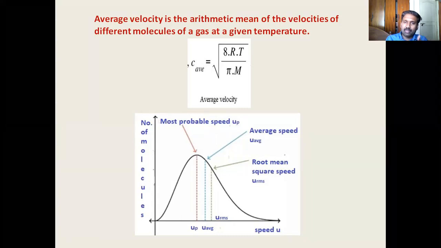Now the average velocity is a bit lesser than the most probable velocity. Therefore, it will be towards the right or left, doesn't matter, of your most probable velocity. And root mean square velocity is further. See, average velocity and root mean square velocity, both are averages only. What is the difference? In the root mean square, we have taken the average of the squares and then square rooted it. So both are average velocities. That's what I told you.